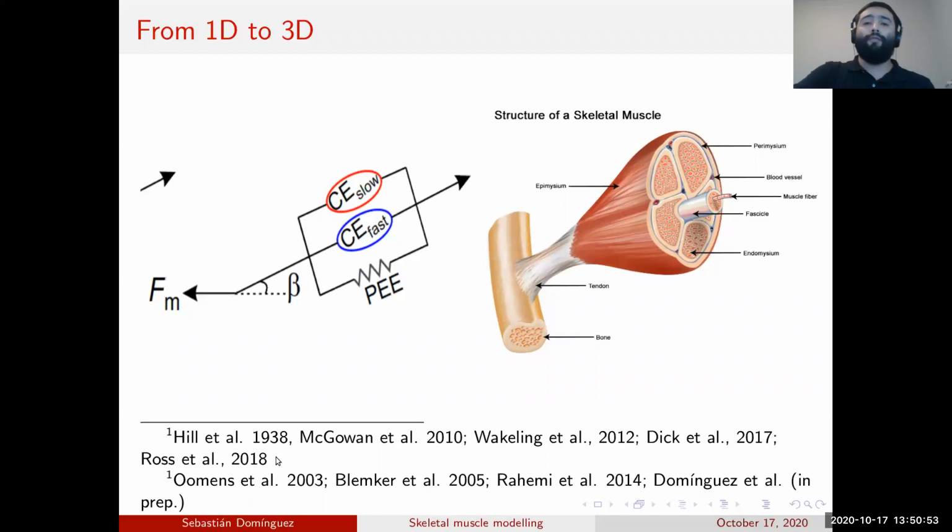And this is not the first time that people do this. There are a few papers where they do something similar. And our work is actually based on Rahami's work, where they came up with this idea of taking this hill-type muscle model to 3D, okay? So there are many interactions here now from here to here that make it a bit different.